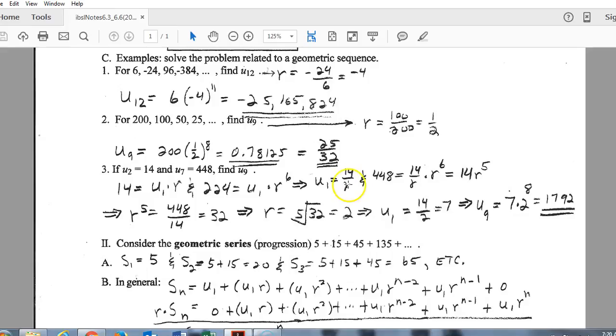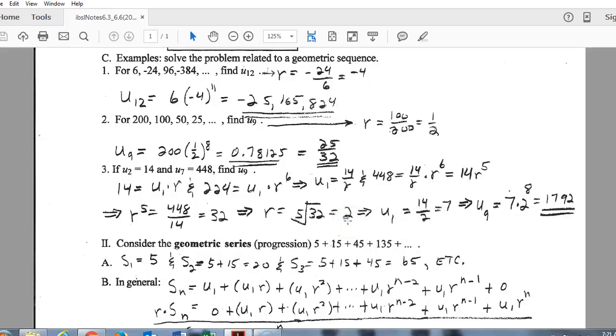So since u of 1 is equal to 14 over r, we're going to replace that u of 1 with 14 over r. And that's what's going to give you the setup that you see here. We got a r to the 6th on top and an r to the 1st on bottom. So if I subtract those exponents, then I get this look here. Divide the 14 over, gives you this look. Take the 5th root of both sides, and we figure out that our common ratio is 2.